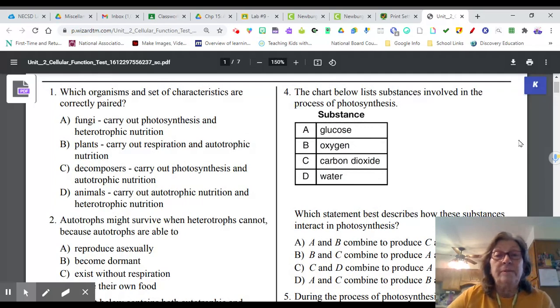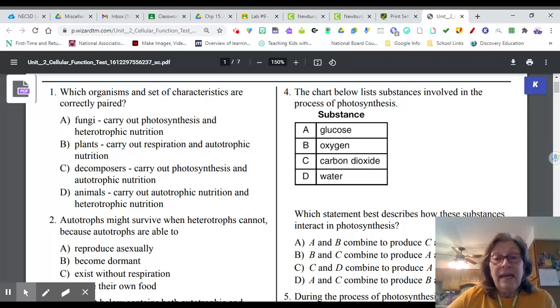Question number 4. The chart below lists substances involved in the process of photosynthesis. A, glucose. B, oxygen. C, carbon dioxide. D, water. Which statement best describes how these substances interact in photosynthesis?